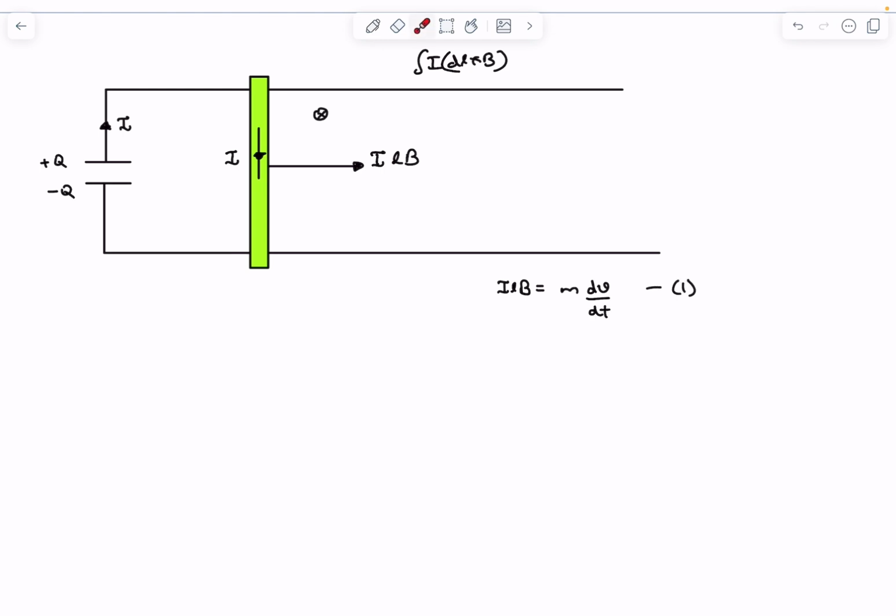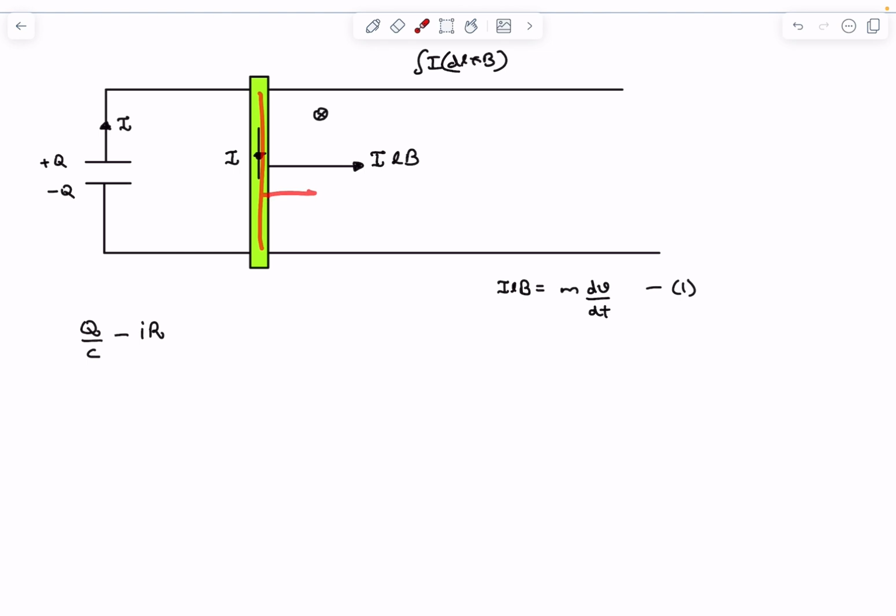Now for the second equation, we can write down the KVL equation for this loop. As we go from the negative to the positive plate of the capacitor, there is a potential rise of Q by C, and capital Q is the charge on the capacitor at any general time, guys. Now the conducting rod has a resistance of capital R, so the potential drop across the resistance is going to be I times R.